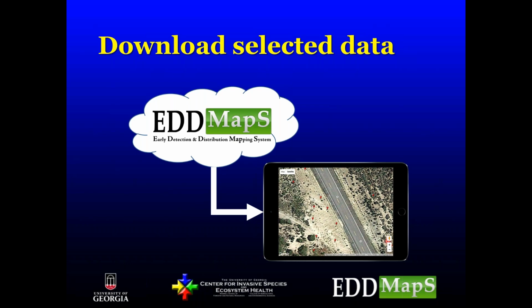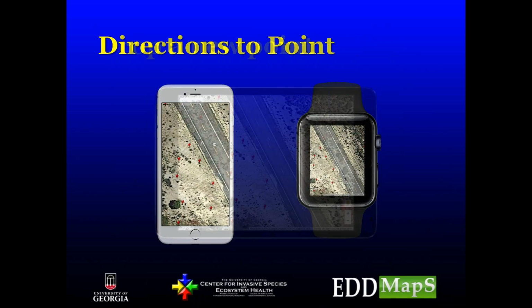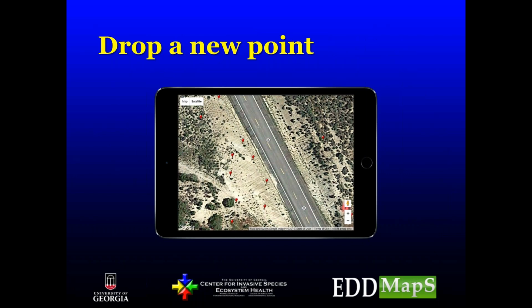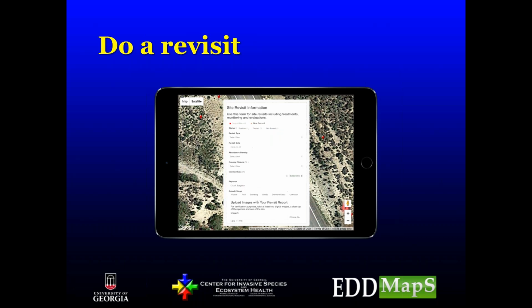You can pull in the base maps from Google, so you can see where you are on the map when you're out in the field and may not have cellular coverage. And then you can start filling in the points from there. That's kind of the thought. You can go in, drop a new point on the map, fill out the form, say what that point is, and provide information about it. And then you can also do a revisit.